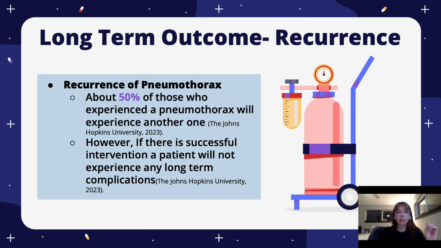And then here we have the long-term outcome, which is basically recurrence. About 50% of people who have a pneumothorax will experience another one. And there's no really bad long-term outcomes. It's just that you could get another one essentially. And if there's successful intervention, you should be just fine after.